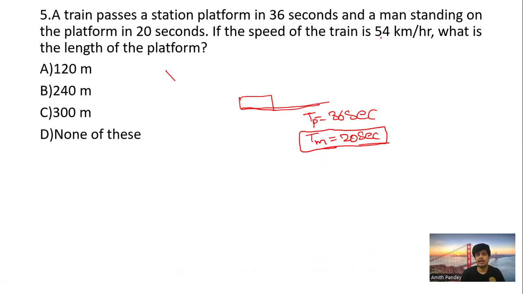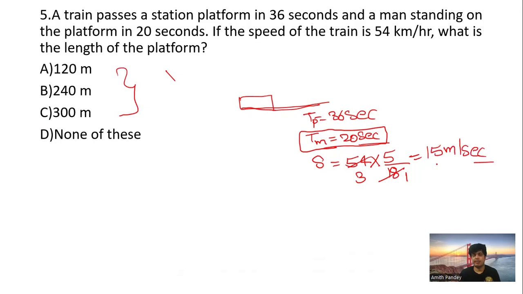Now, what is the next data? The speed of the train is 54. So speed is given. Speed of the train, why? Because the platform cannot have its own speed, right? 54 kilometer per hour. But we need it in meter per second, that is 5 by 18. And as you can see, options are in meters, so it would be the wise choice to change it into meter per second. 18 ones are 18, 18 threes are, so 5 threes are 15 meter per second. Fine, till here, any doubt? I hope no. Now, what is the length of the platform they're asking?